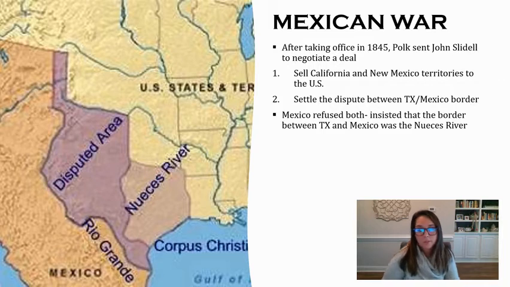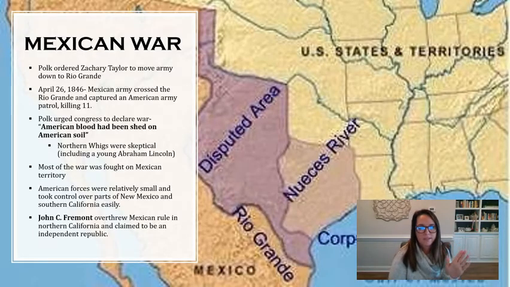So Mexico refuses both. We're not going to sell you New Mexico and California. The border is the Nueces River. You can have that little chunk, but everything else is Mexico. And in fact, I've read that he wouldn't even let Slidell in the building to negotiate. They had written correspondence, even though Slidell was in Mexico City, which is a slap in the face.